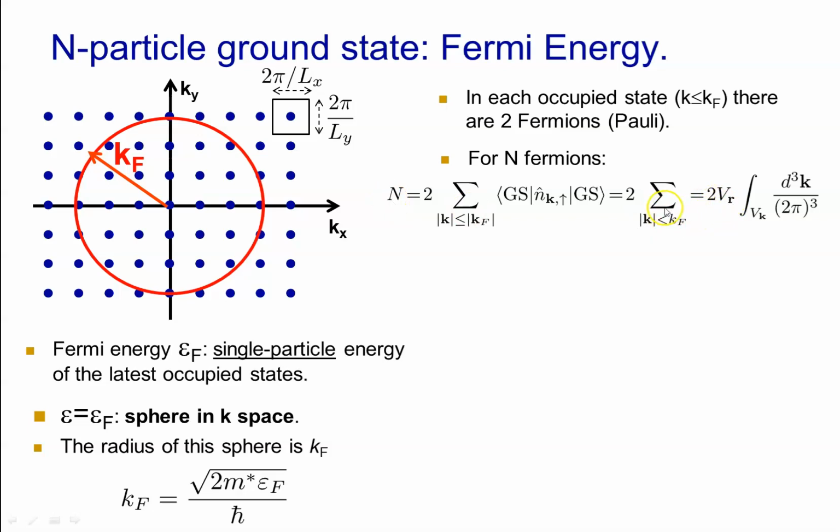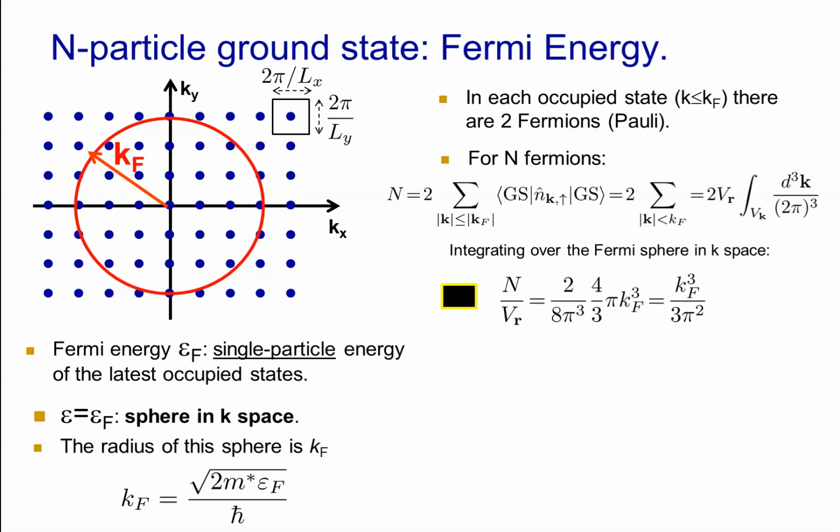And remember the point here that 1 over the volume times the sum over k is the integral d3k divided by 2 pi cubed. I asked you to remember that. That's precisely what we're using here, right? So we can transform the sum into integrals, going to the continuum limit. So let's do this calculation on the blackboard.